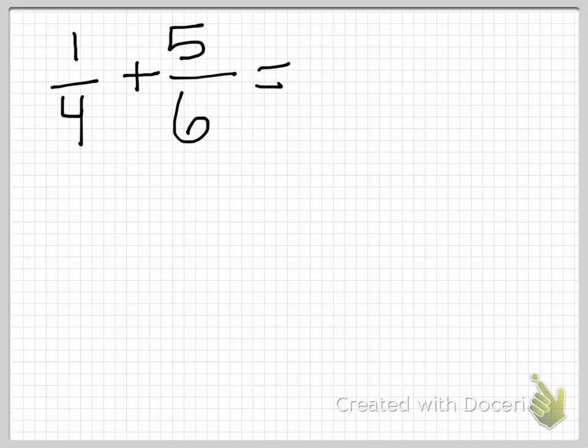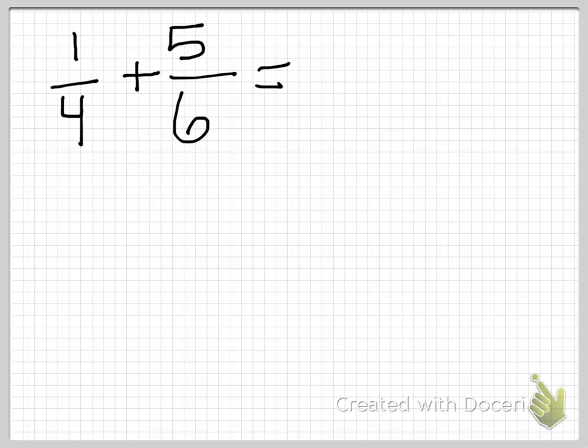Let's try another one. Let's try one that's a little bit more challenging. Let's look at 1/4 plus 5/6. Now I have a couple of options for finding common denominators. The first, just like we showed before, is to multiply 4 by 6, and this will always work. This will give us a denominator of 24, which is fine. If we follow this procedure to the end, though, we're going to have to simplify our answer.